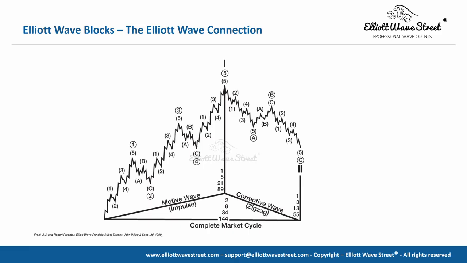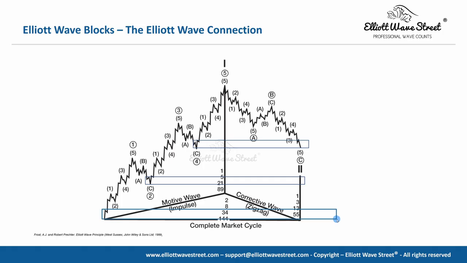So we are going to start here with the basics, and then we are going to check some examples on charts with more advanced applications. So here we have the complete market cycle, and this could be one wave of application. We can add the Elliott wave block at the end of the corrective 2. We can also add another one at the end of the corrective 4, and we can add another one at the beginning of the impulse. So we are going to have 3 Elliott wave blocks.